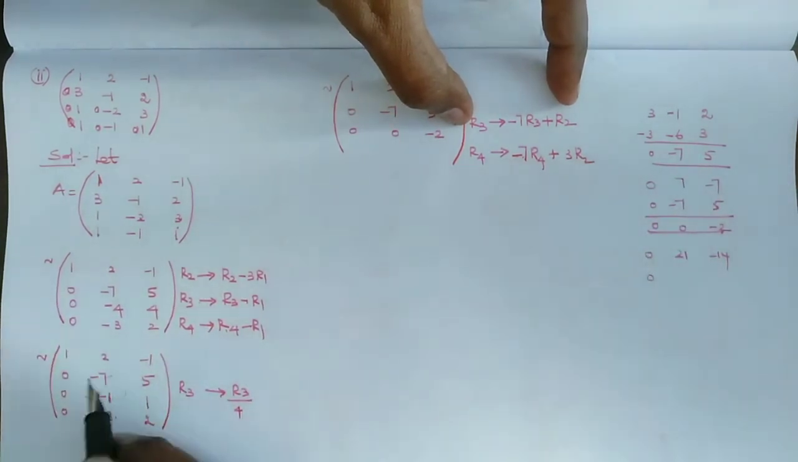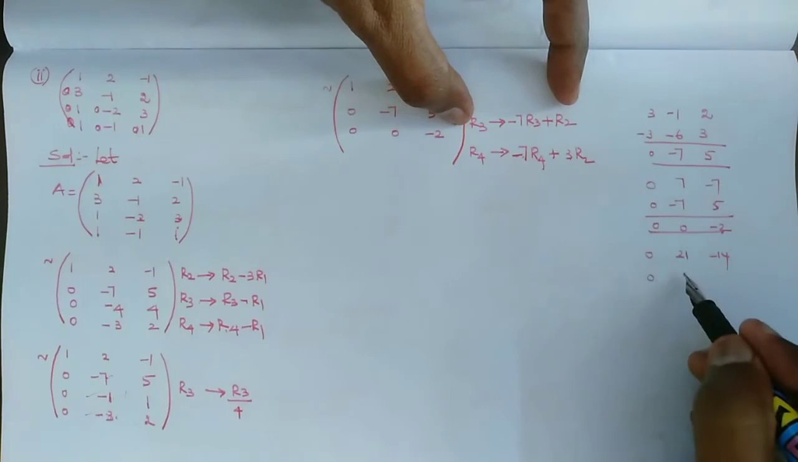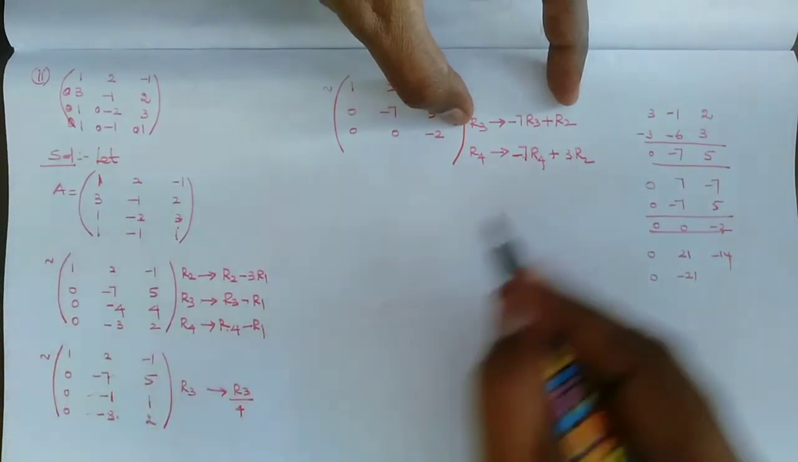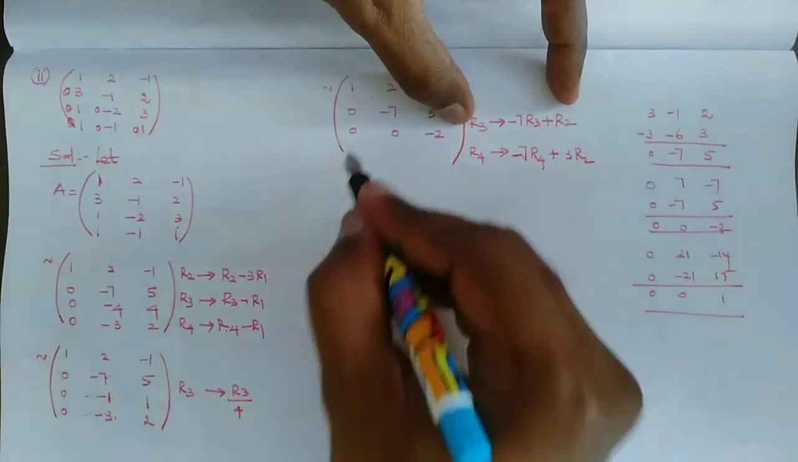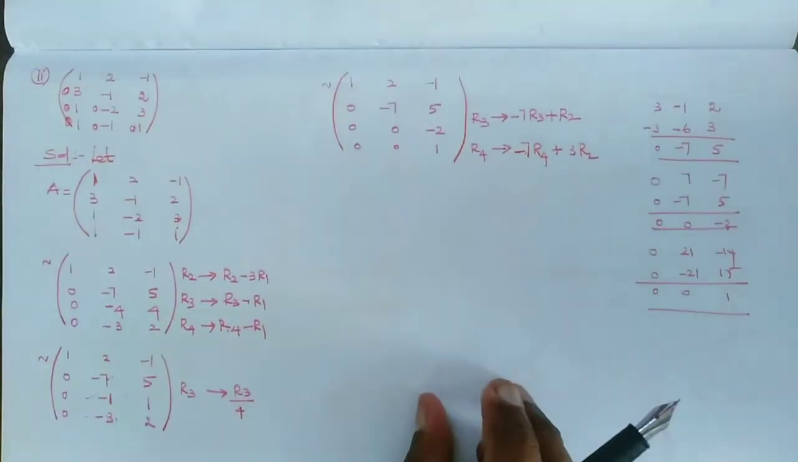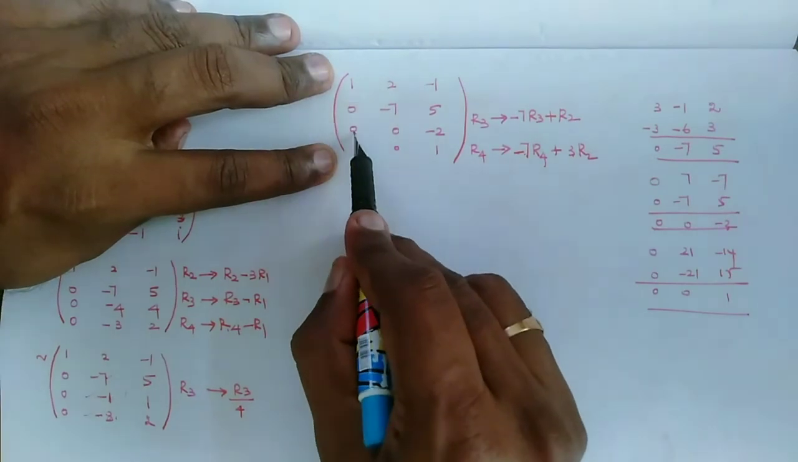0 into 3 is 0. Minus 7 into 3 is minus 21, 5 into 3 is 15, 0 0 1. See, 0 0 0 0 0.